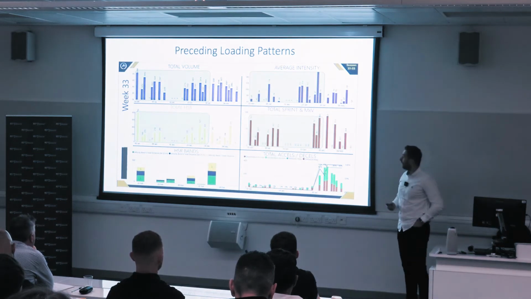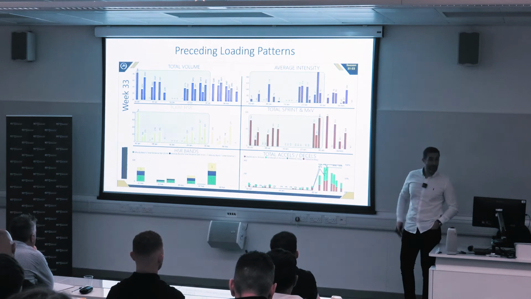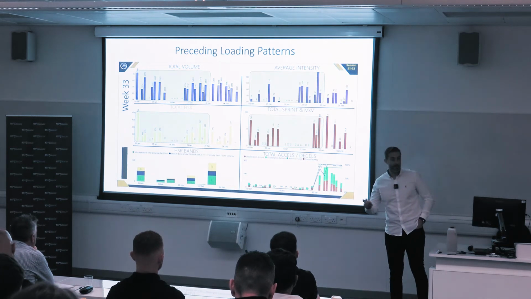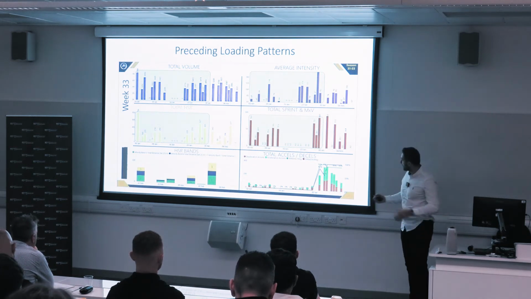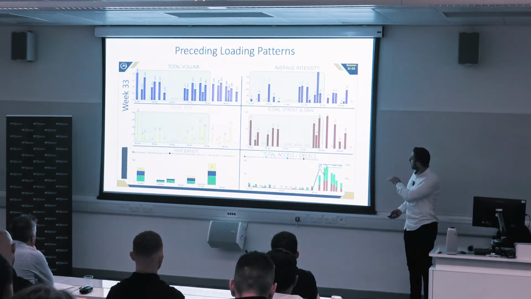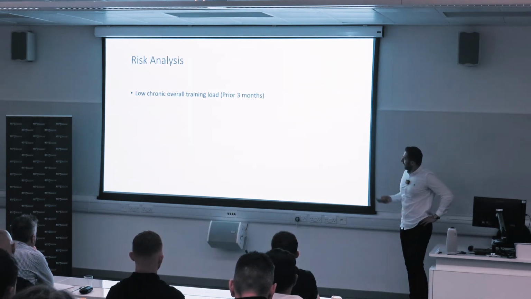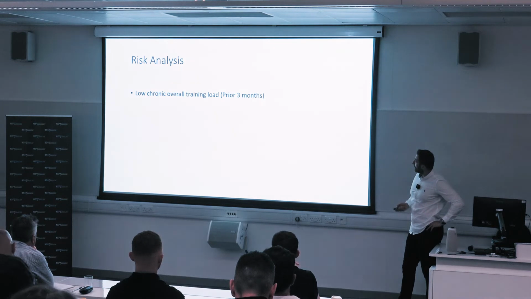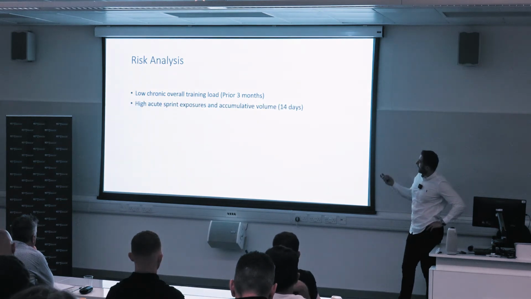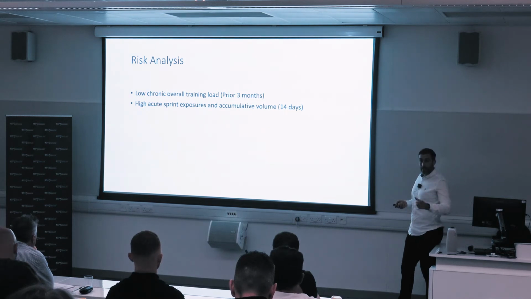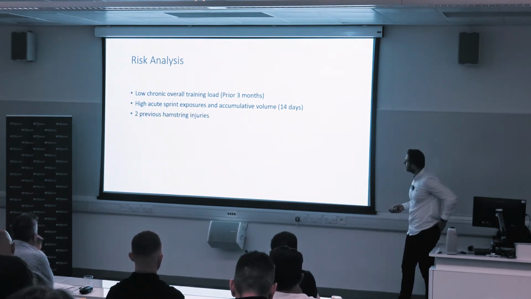So when we looked at what possibly caused this injury, we don't think it was the mechanism of what actually happened in that small-sided game. I think it was a combination of factors within the player, but also this ratio, or high load, of sprint exposure that we saw leading into the injury. So for that player, low chronic overall training load and match exposure, and then a high acute sprint exposure and accumulated sprint volume, probably in the weeks preceding the injury.